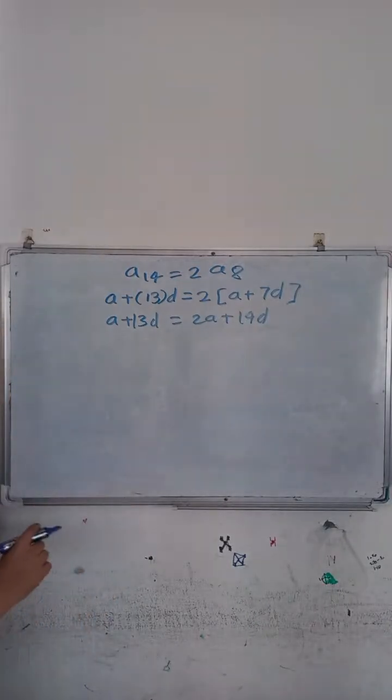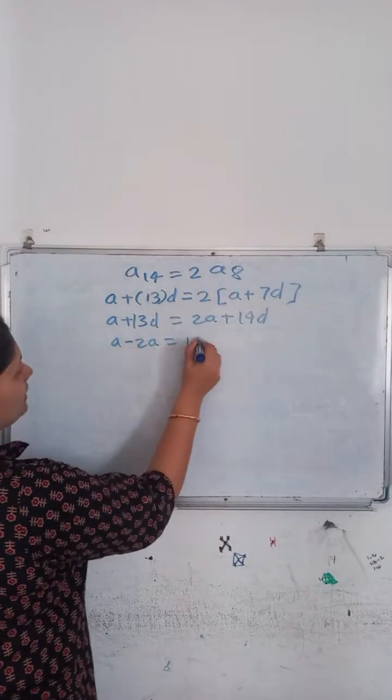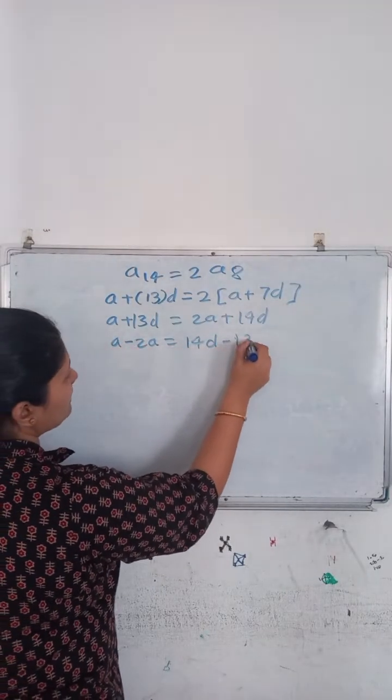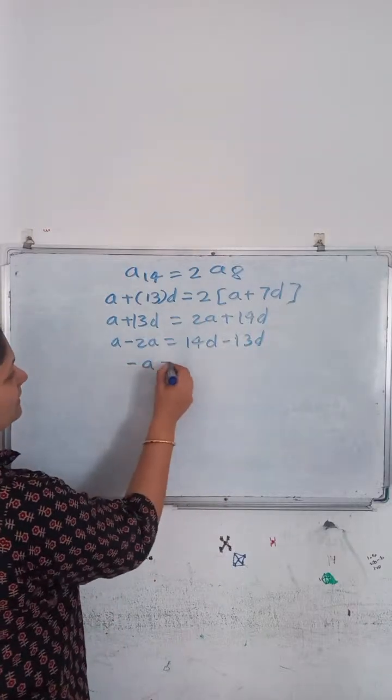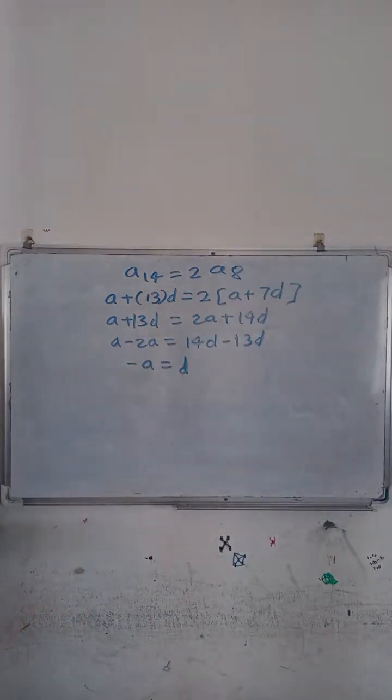So here you can simplify and calculate the relation between A and D. So A minus 2A is equal to 14D minus 13D. So minus A is equal to 1D. Okay, so A is equal to minus D, or D is equal to minus A. We will get the answer like this.